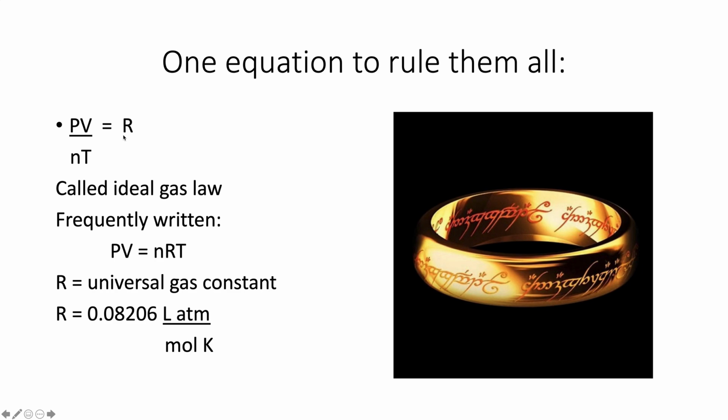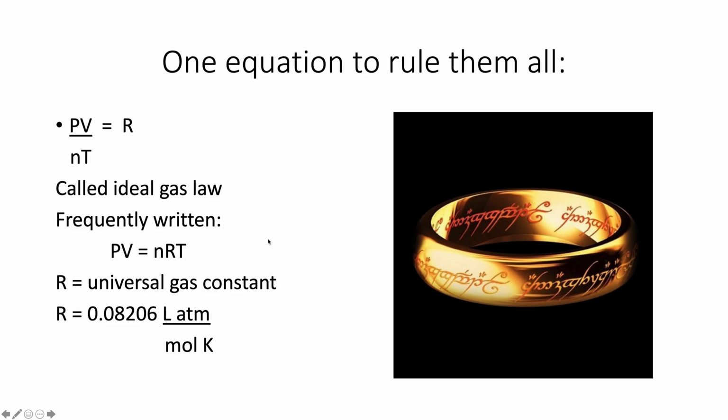This constant is called R, because I invented it. It's called Rob's constant. No, just kidding. This is called the ideal gas law. We frequently write it this way, PV equals nRT. R is referred to as the universal gas constant. You need to memorize this. It's 0.08206 liter atmospheres per mole Kelvin. So that's the value of R. You may see different numbers in different applications. They would have different units to go with it.